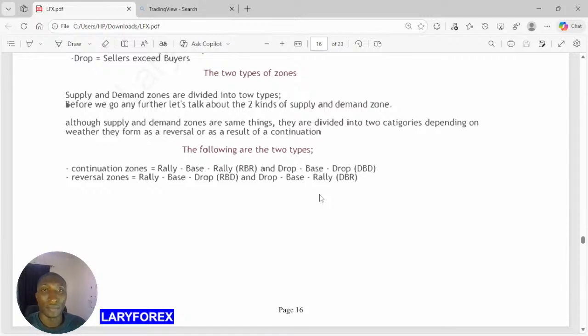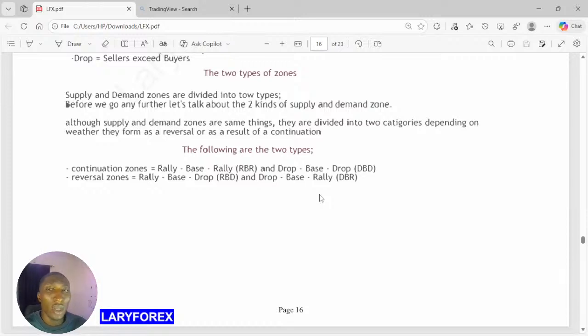Are you guys following? Now, when we talk about drop base drop, we are talking about the downtrend. That's the opposite of rally base rally: an expansion to the downside, a consolidation or sideways market, and an expansion to the downside. Again, that's continuation.